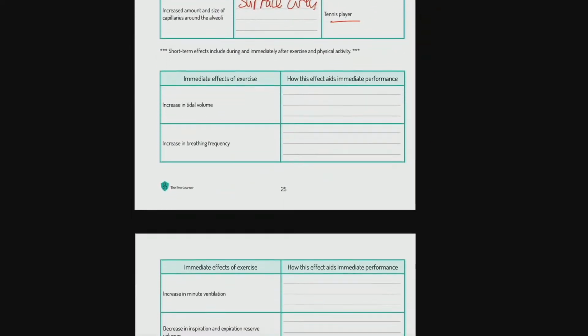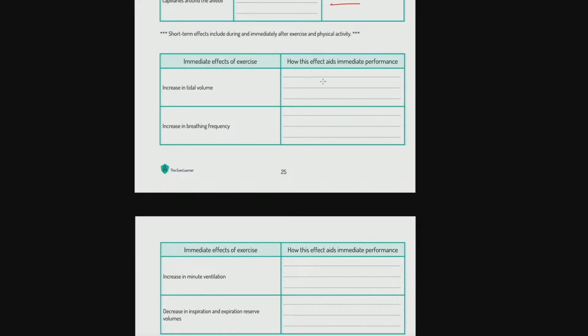A greater rate of diffusion. And that helps the tennis player because they can do more work aerobically, they can recover faster, and therefore they can last longer in rallies. What about the immediate effects? Well, an increase in tidal volume, again, what this is going to do is help air get into the deeper alveoli. That really helps because we have a bunch of alveoli that are just kind of passive, so that's going to get them in there.